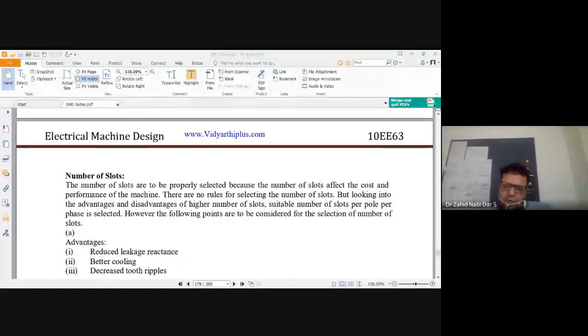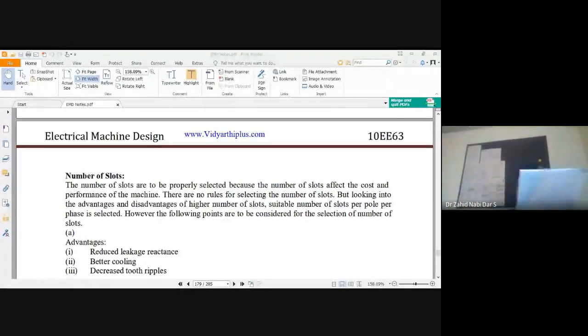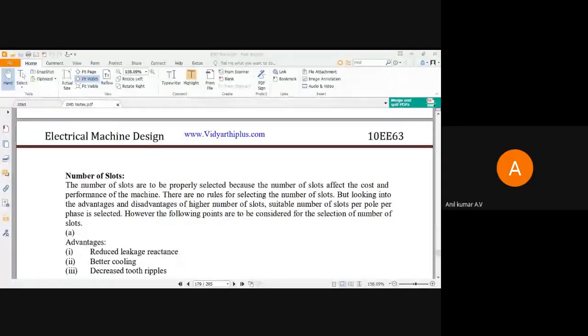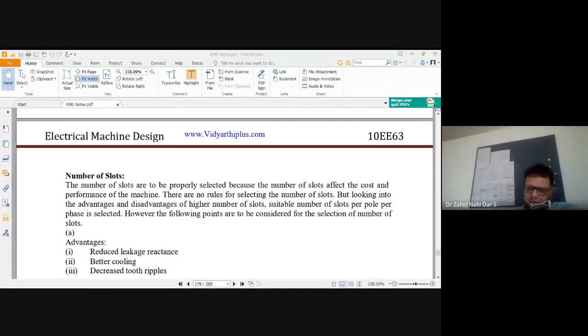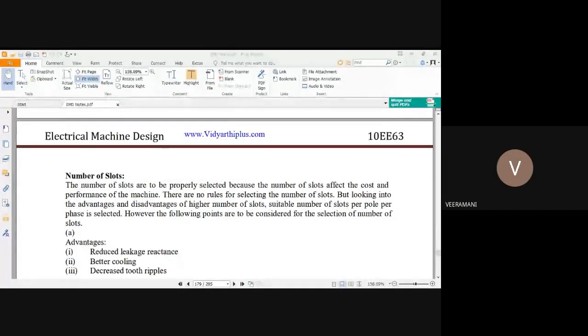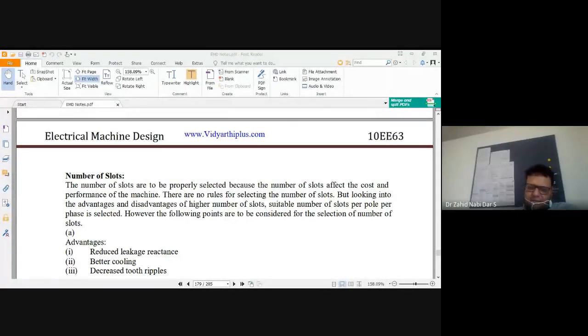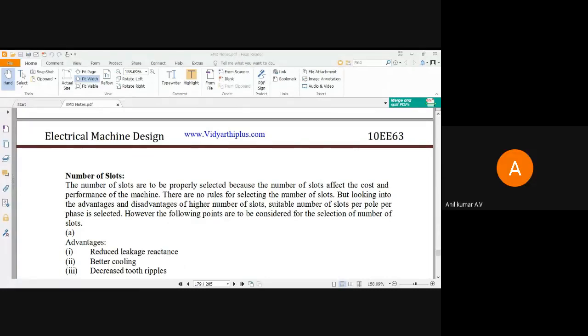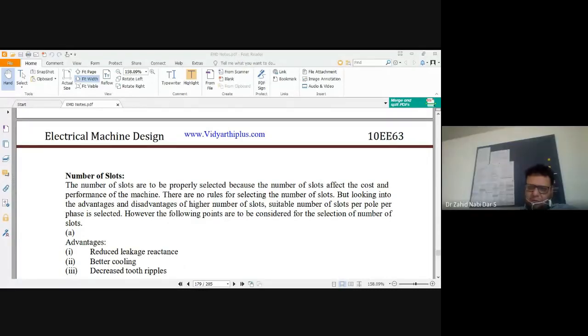Sachin Reddy, Anil Kumar Evi, Viramani. Yes, sir. Anil Kumar, you are there. Yes, sir. What about Sachin Reddy? Sachin Reddy is not there. Please be present. Okay, I am marking him absent. Present, sir. No problem. Whatever number of people I'm seeing, that I have to mark. Pradeep Kumar. Pradeep Kumar. I'm marking him also absent.